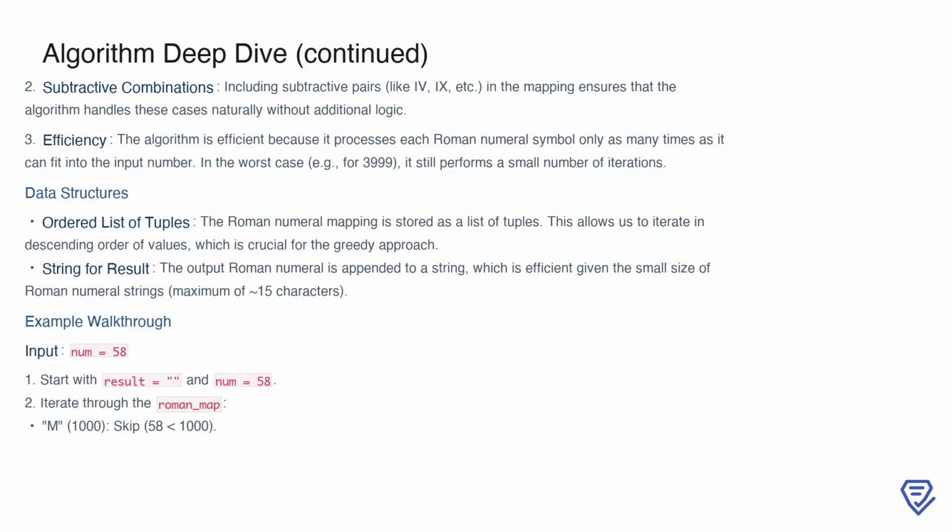The efficiency of the approach is also notable. Since the algorithm processes each Roman numeral symbol only as many times as it fits into the input number, the overall number of iterations is small. For instance, even for the largest possible input, 3999, the algorithm performs a manageable number of operations. We use an ordered list of tuples for the Roman numeral mapping, which ensures we can iterate in descending order of values, critical for the greedy approach. The result string is constructed by appending symbols, which is efficient because Roman numeral strings are inherently short, with a maximum length of around 15 characters.